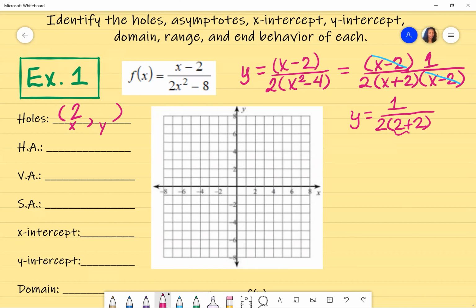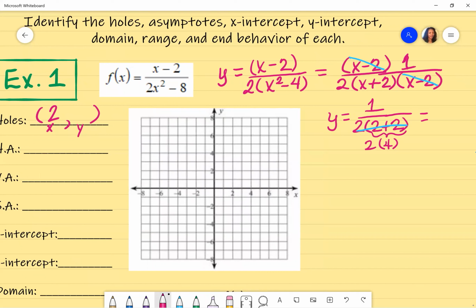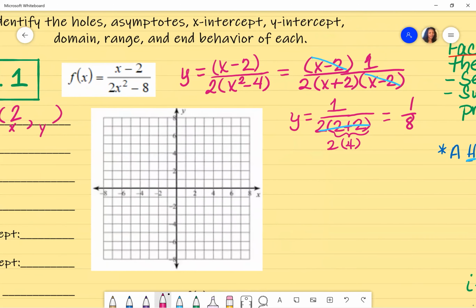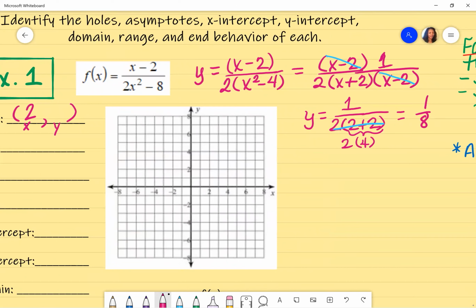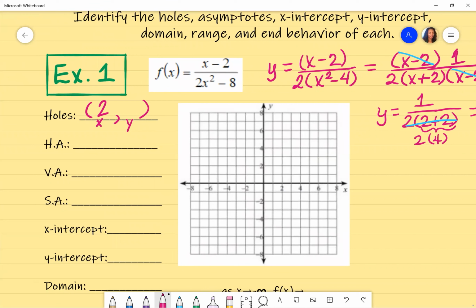Once I simplify this, 2 plus 2 is 4. And since that's in parentheses next to the 2, that just tells me to multiply it. My y becomes 1 over 8. I personally like it as a decimal, so 1 over 8 is going to be approximately 0.125. That's what I'm going to use as my y.